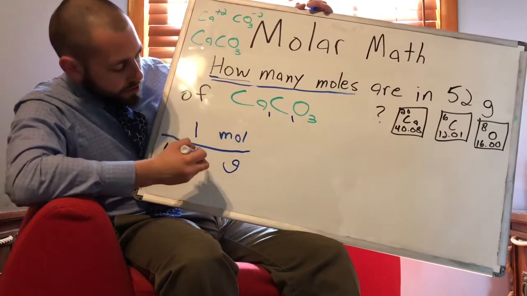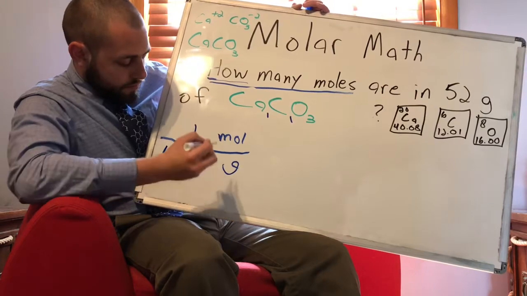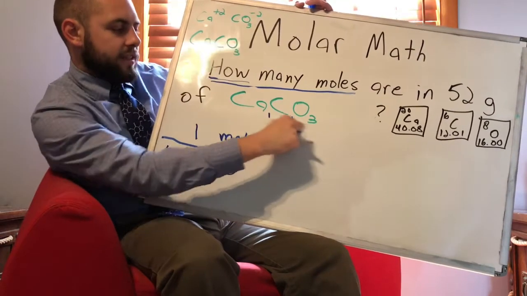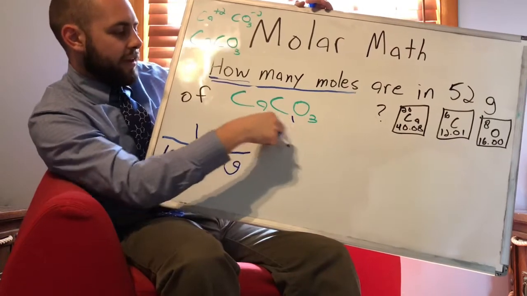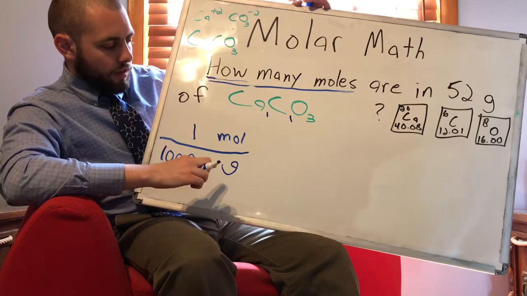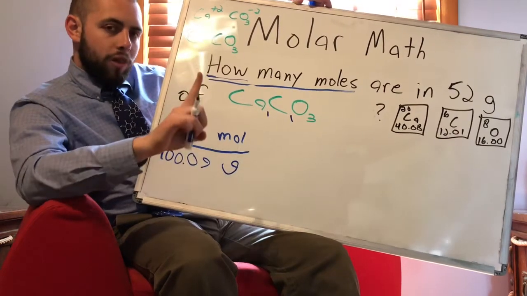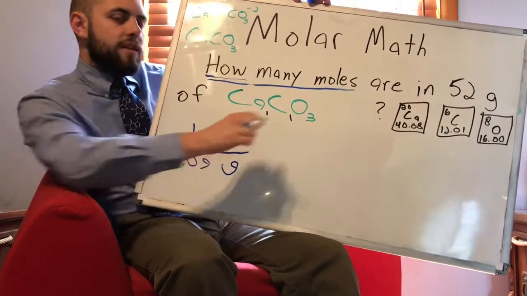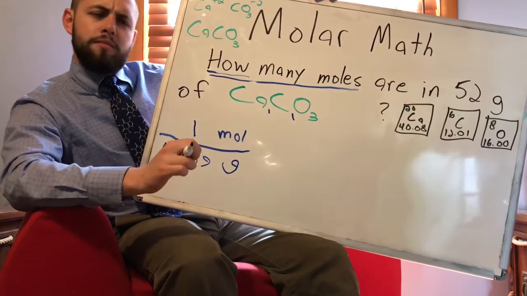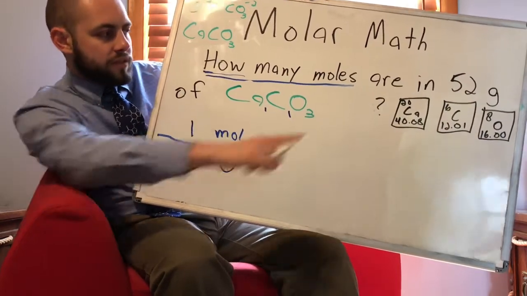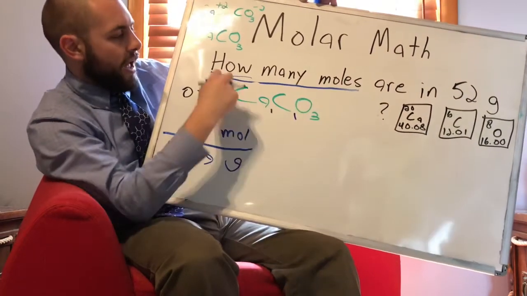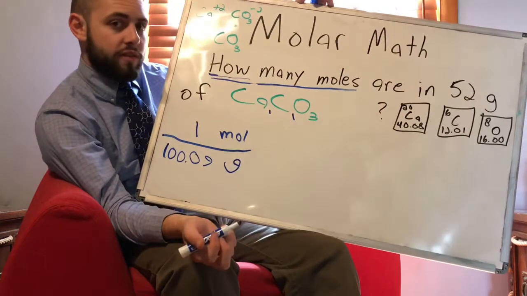It looks like I've got some change there too. 100.09 grams. I picked this one because it's a nice easy one for me to do in my head here. Adds up to just about 100 grams. So 1 mole of calcium carbonate has a mass of 100 grams. But I don't have 100 grams. I've only got 52 grams. So how many moles is that? That's what I'm trying to figure out.